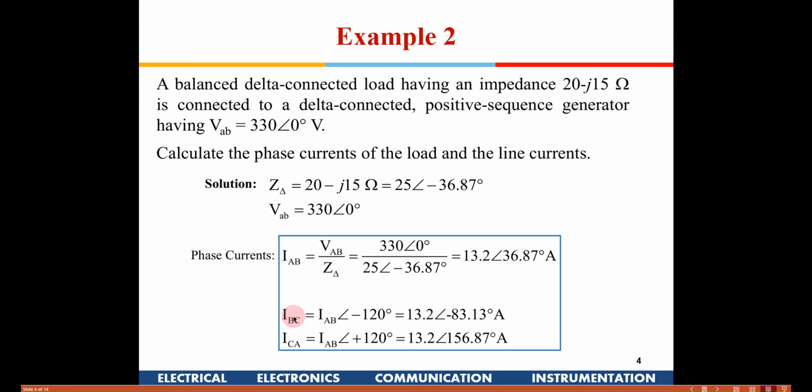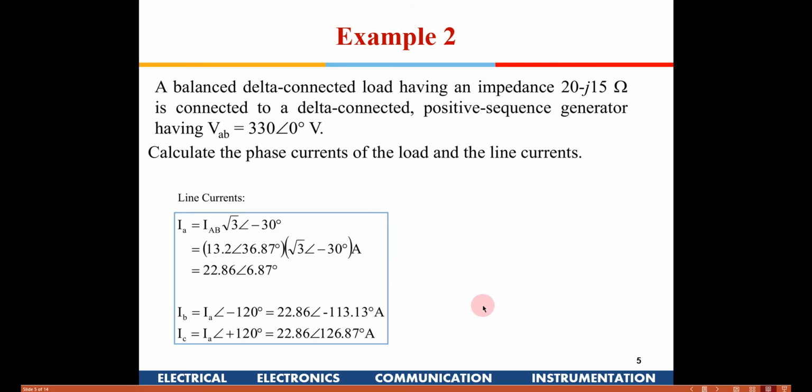So you don't have to compute BC and CA, because the amplitudes will be the same. The only difference is going to be the phase. So 36.87 minus 120, you will get minus 83.13, and then 36.87 plus 120 is 156.87. You can straight away write these answers rather than doing the computation again. So these are the 3 phase currents. Is it understood? Okay, so let's move forward, and now I have to find out the line currents.